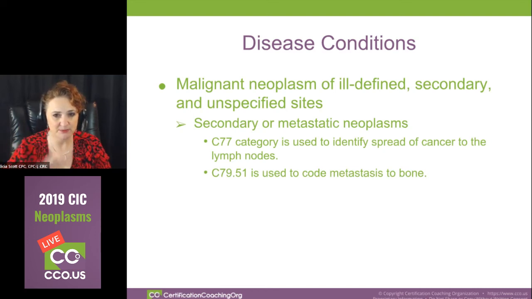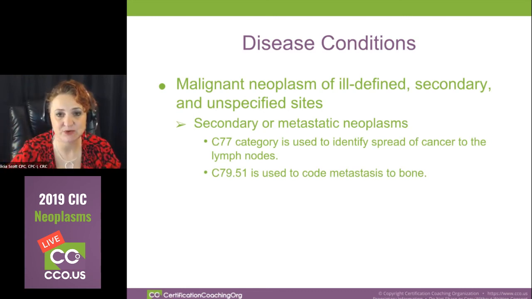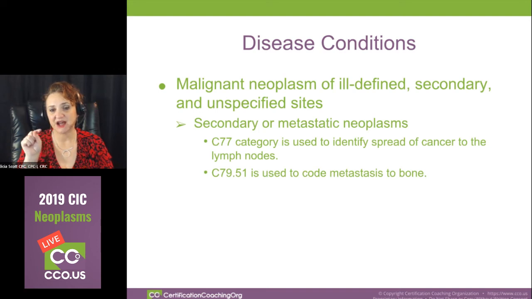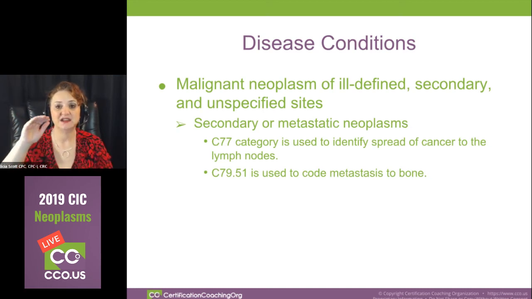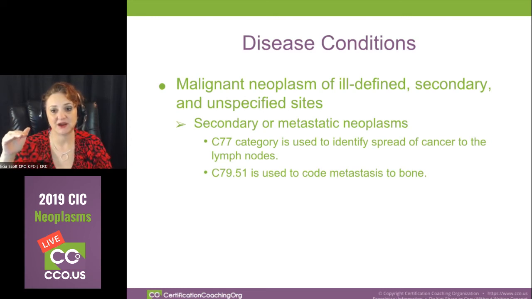Now, we've already talked about that, but unspecified sites, this is going to be secondary, or cancers that have moved from another place. Remember, I told you that the numbers get higher after our letter, C. So if you see a code that has a high number like C7, then it's definitely not a primary cancer. It's going to be a secondary cancer. And then the higher the number, the more it's going to get into this unspecified or ill-defined.